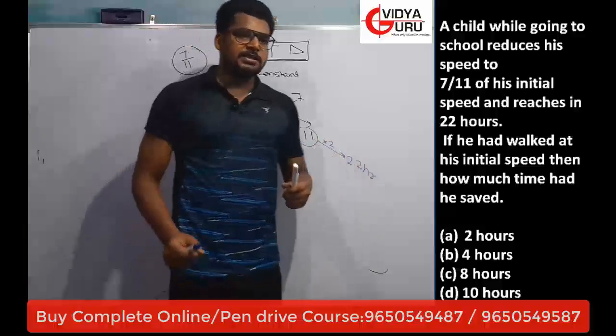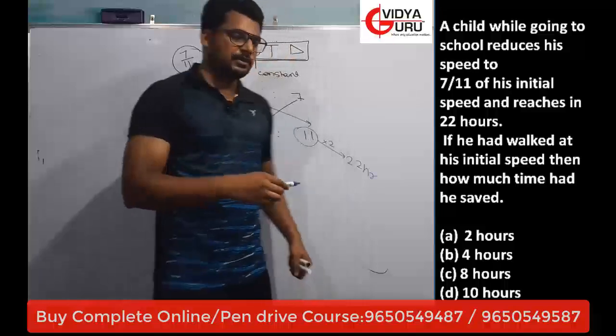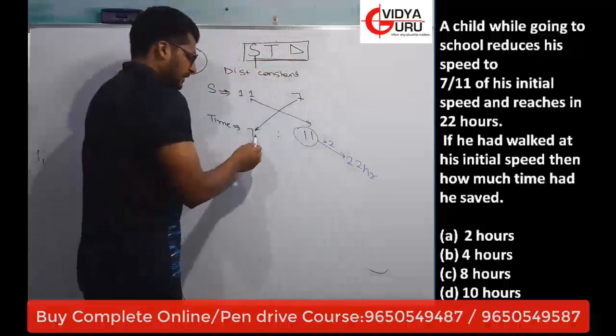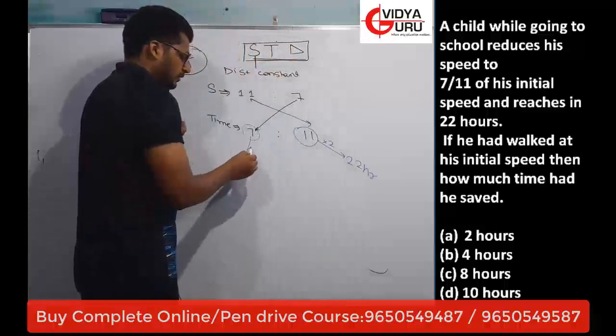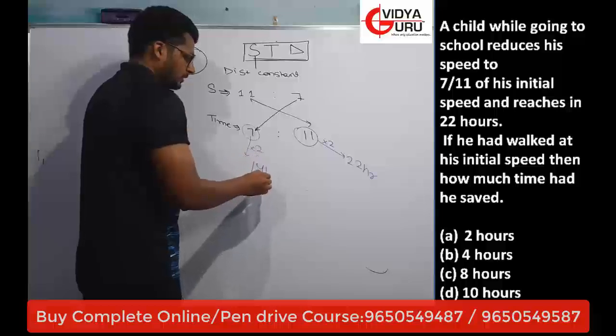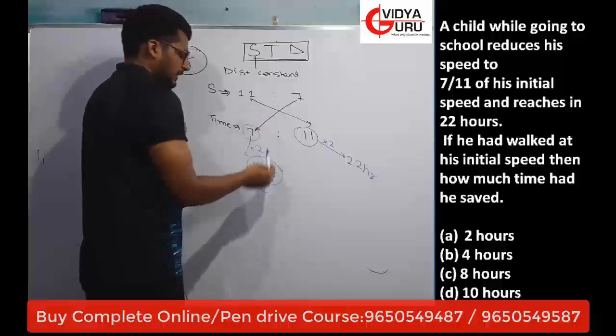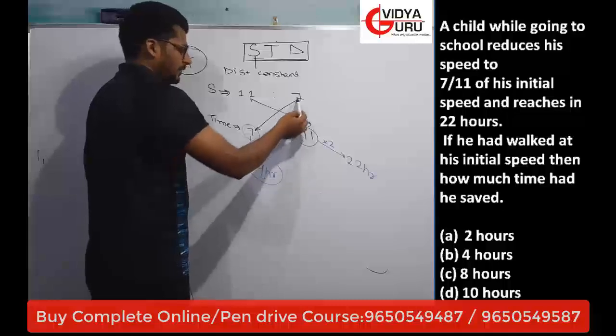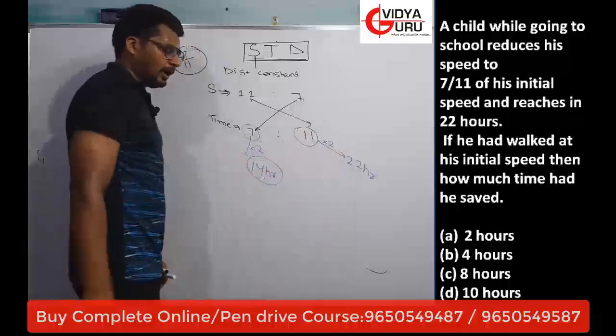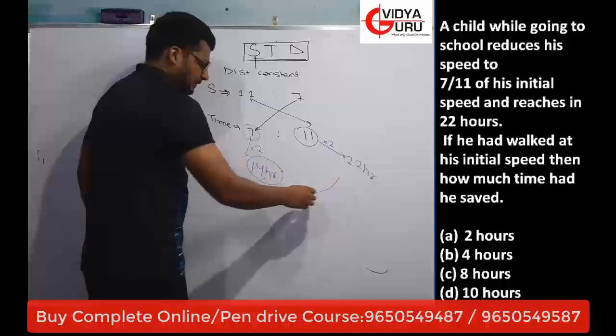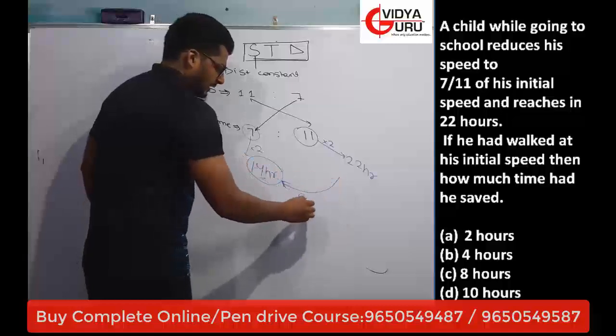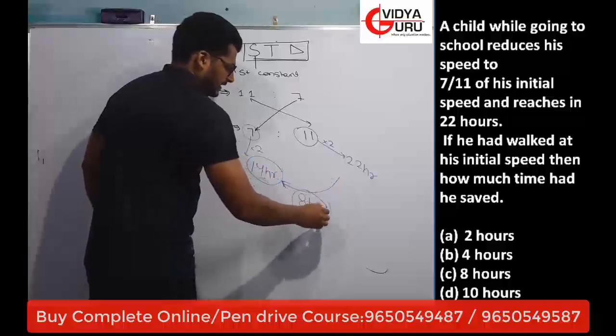If he walked with his initial speed, how much time would he have saved? If he walked with initial speed, he will reach in how much time? 7. Value of 7 will be 14 hours. If he walked with this speed, he will reach in 14 hours. If he walked with this speed, he will reach in 22 hours. How much time will he save? This is less than this by 8 hours. He will save 8 hours.